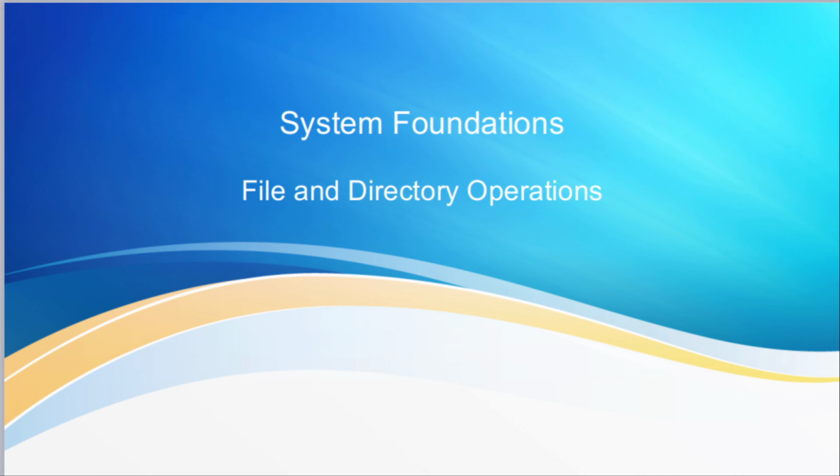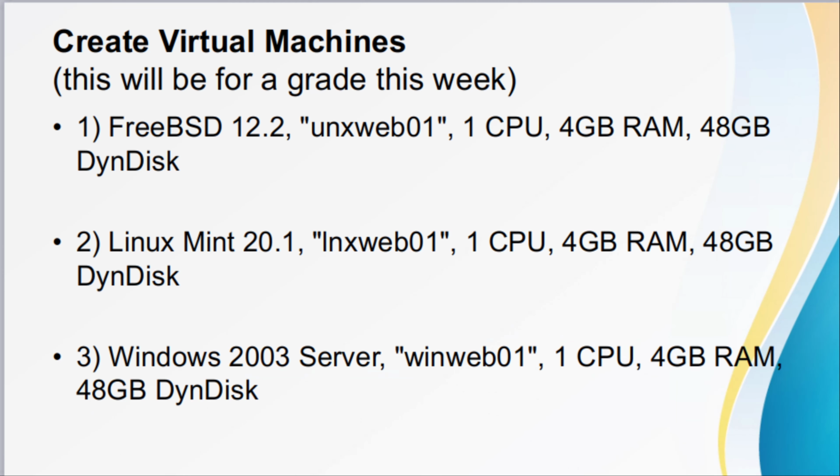I'll go ahead and create the Linux and FreeBSD machine in this video, and maybe we'll go ahead and create a Windows machine as well, so that you can see how we go about that. So let's look at those really fast. We'll do a FreeBSD 12.2. The name will be UNX Web 01. It'll have 1 CPU, 4 gig of RAM, and 48 gigs of a dynamically allocated disk.